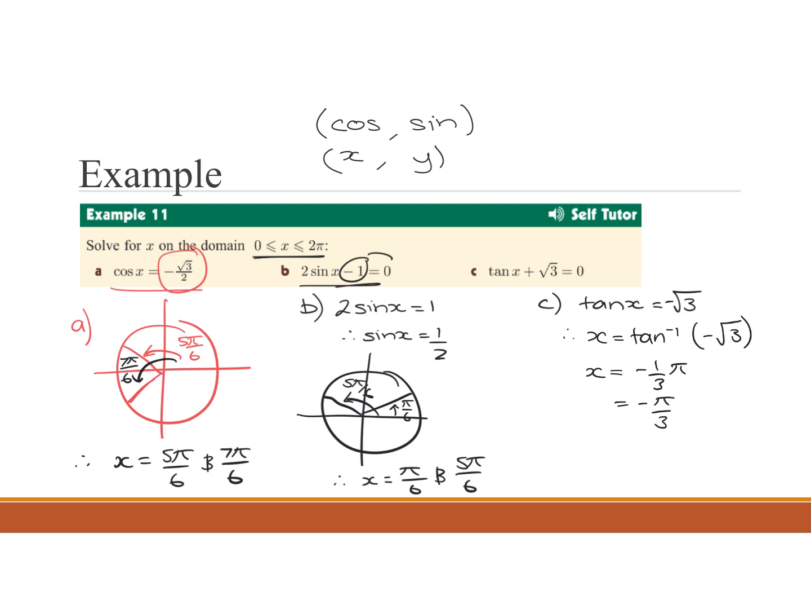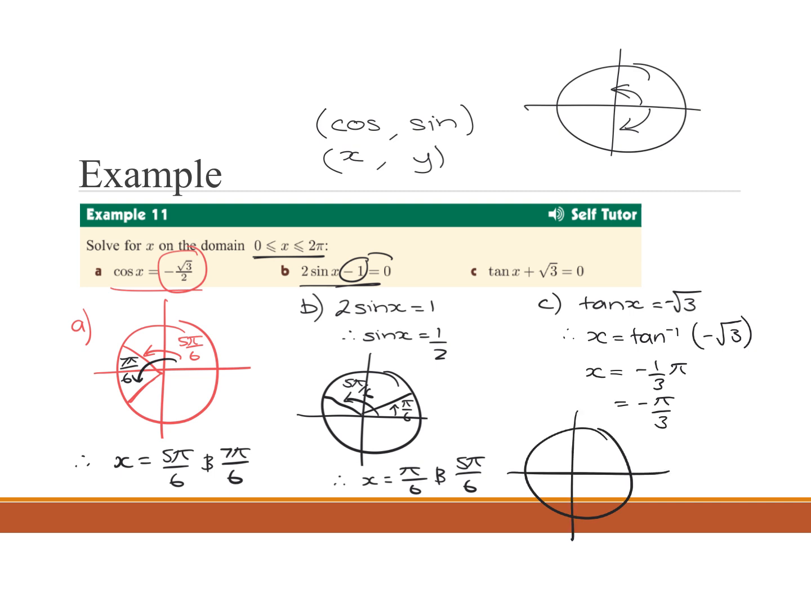Now, if we think back to everything we've talked about with the unit circle, all the positive angles go this way, all the negative angles go this way. So what this negative pi on 3 means is it's going to go pi on 3 downwards. If we're at 0, or 2 pi, and we come down pi on 3, that's actually going to be equivalent to 5 pi on 3.